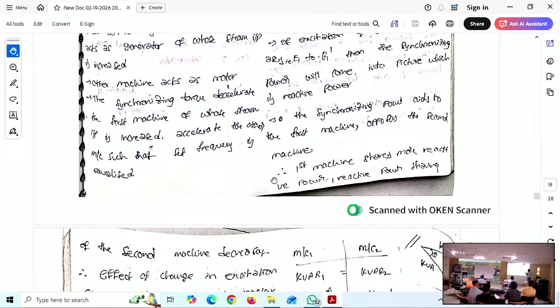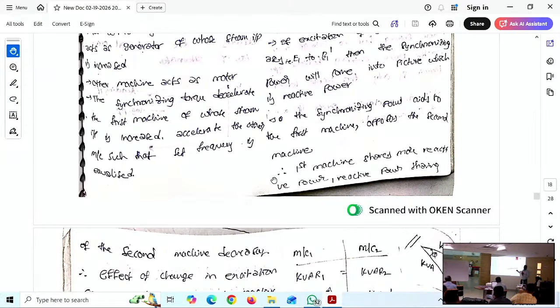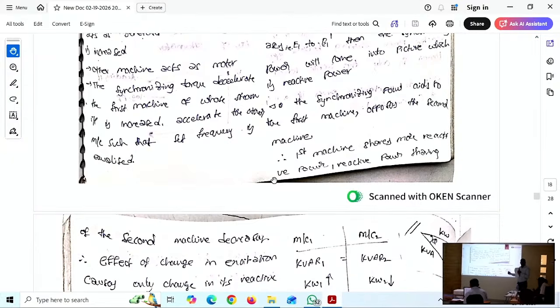That condition I am going to discuss. Yes, all those points I have written in my notes, so one after the other I am going to tell them. So machine 1 will deliver more reactive power. Load sharing is now coming into the picture: how the machines are going to share the load. Machine 1 is sharing more reactive power, machine 2 is sharing less reactive power.